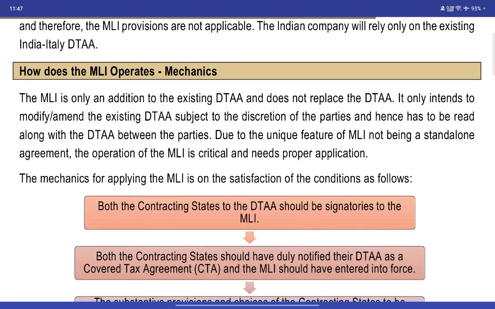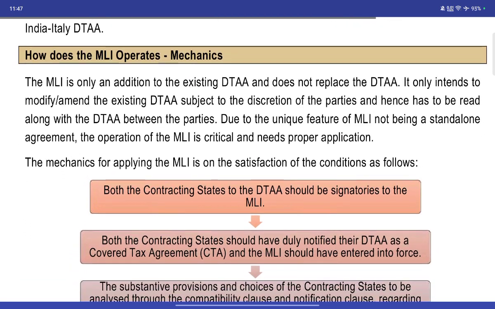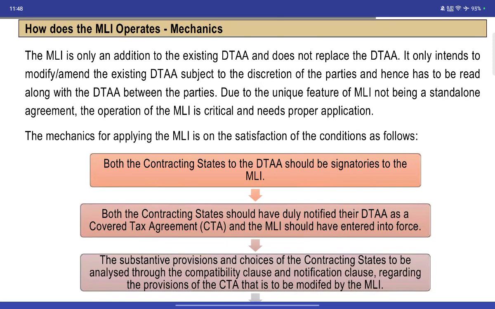How does the MLI operate? The MLI is an addition to the existing DTA and does not replace the DTA. It is only intended to modify or amend the existing DTA, subject to the reservations of the parties, and it is read along with the DTA between the parties. Thus, the unique feature of the MLI is that it is not a standalone agreement. The operation of the MLI is crucial and needs proper application.